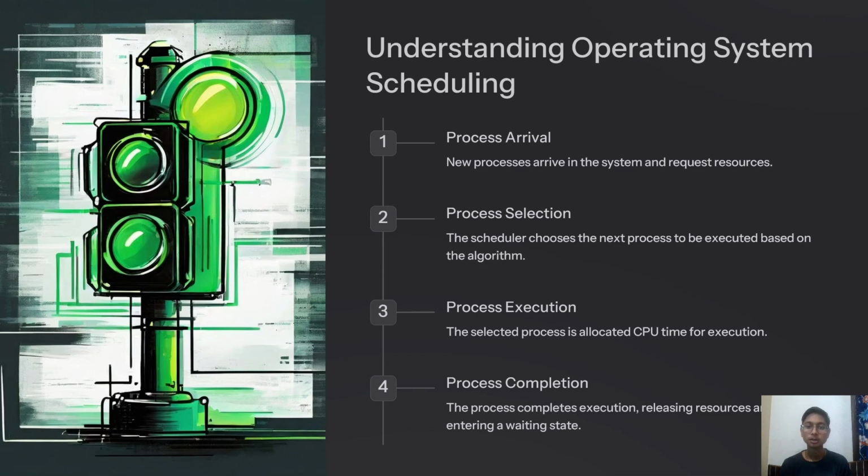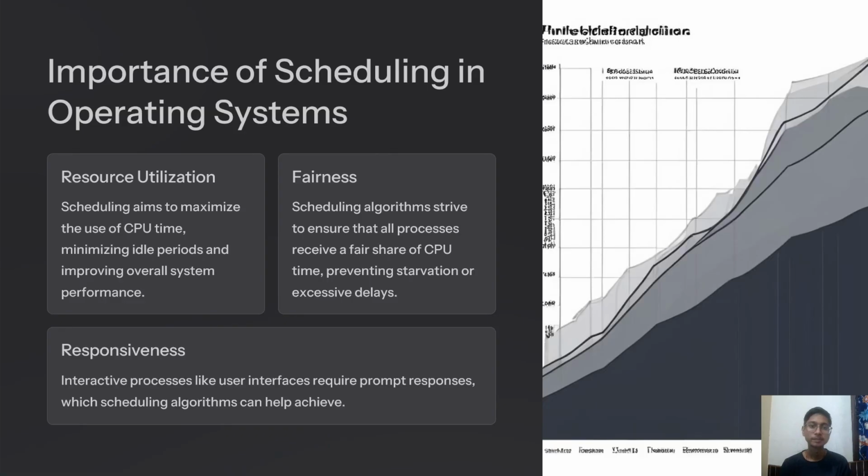Understanding operating system scheduling. Process arrival: new processes arrive in the system and request resources. Process selection: the scheduler chooses the next process to be executed based on the algorithm. Process execution: the selected process is allocated CPU time for execution. Process completion: the process completes execution, releasing resources and possibly entering a waiting state.